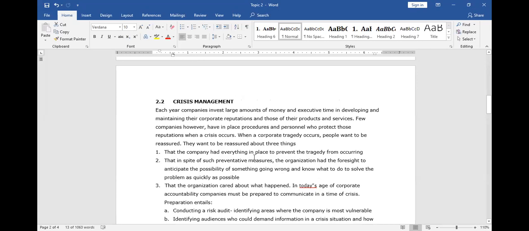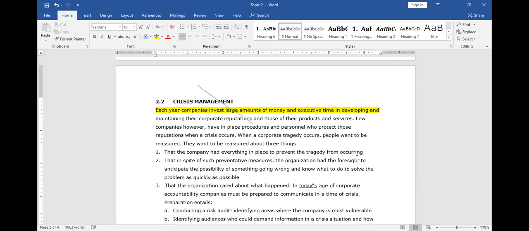So what is crisis management? When you talk about crisis management, you're going to realize that each company in this whole world is investing a lot of money, and a lot of time, in developing and maintaining corporate reputation.